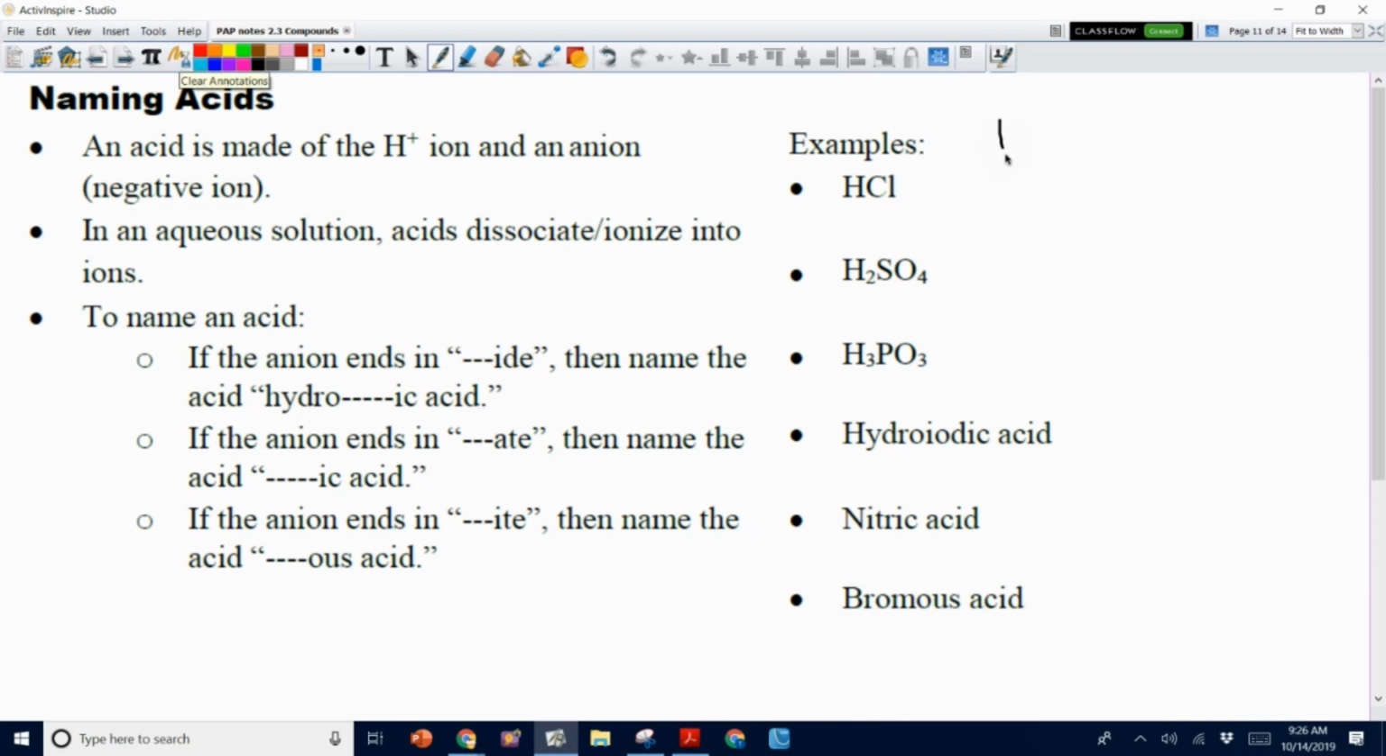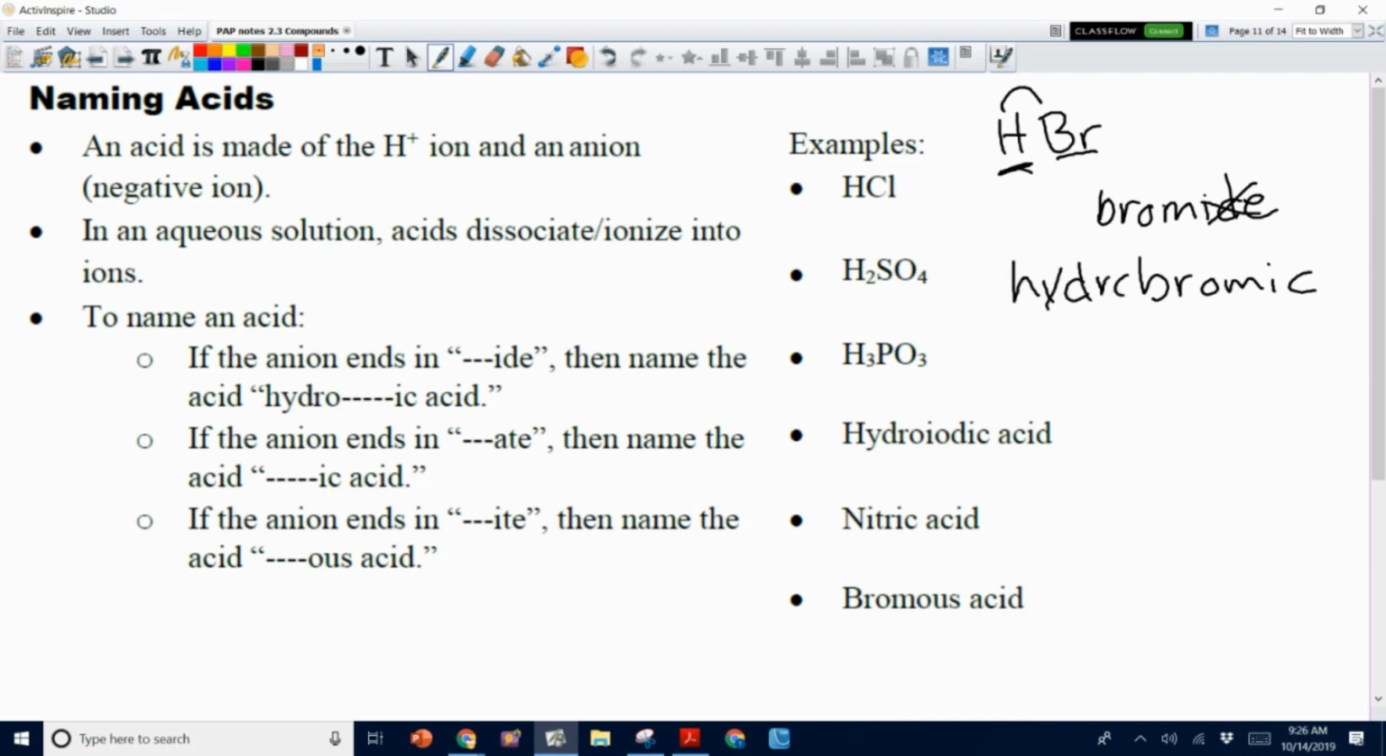Okay, so say for example we had HBr. Okay, this is the bromide ion. We're going to take the ide off, make it ic. So it's bromic. And since it's bonded to just the hydrogen, it's just two elements, then it's hydrobromic acid. Hydrobromic acid.